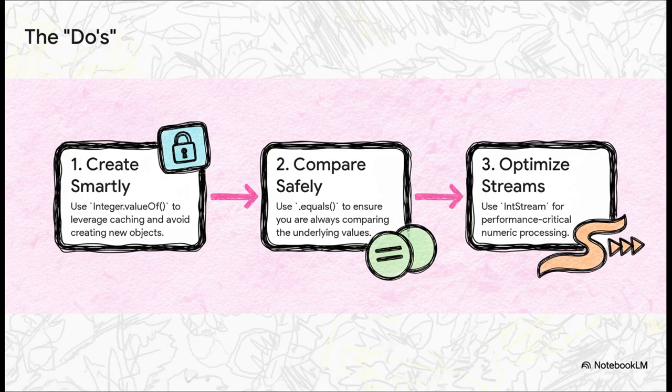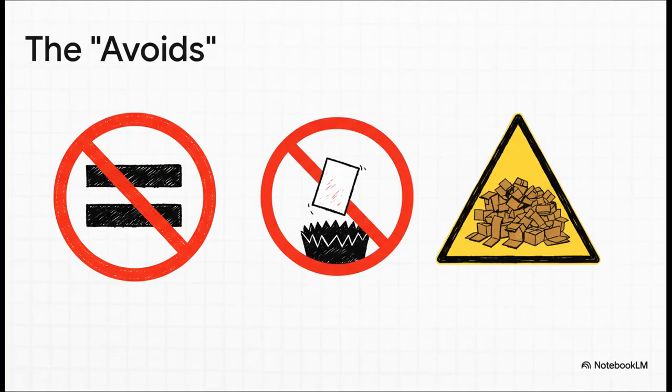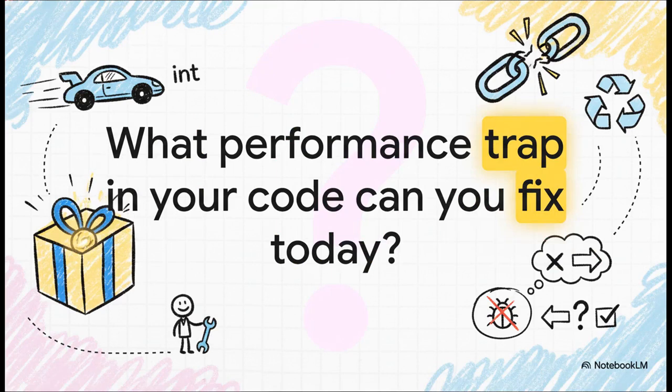And just as important are the avoids. On the flip side, never just assume that double equals is going to work for wrapper values. Always, and I mean always, check for null before you let an Integer get unboxed to an int. And finally, just be mindful of those tight loops where you might be accidentally creating thousands of objects without realizing it.